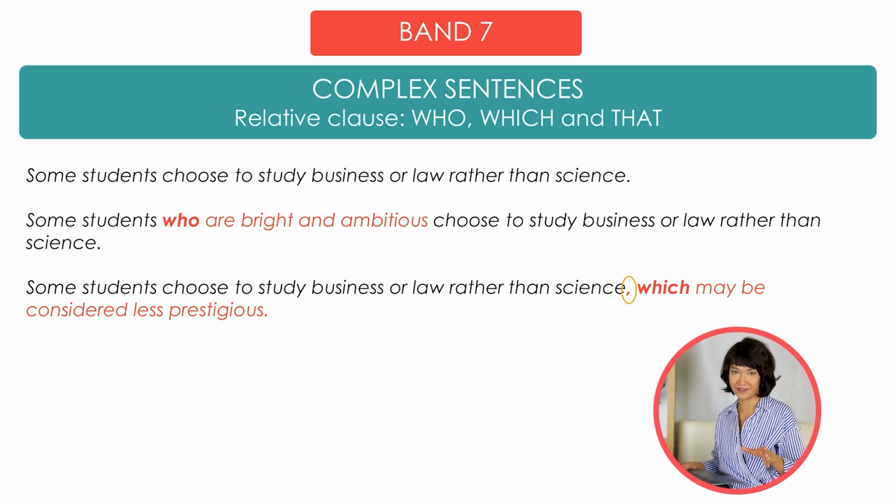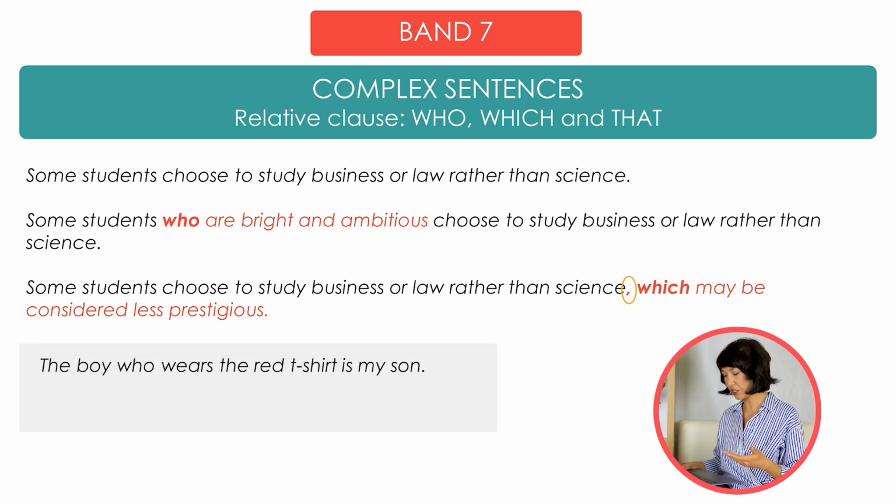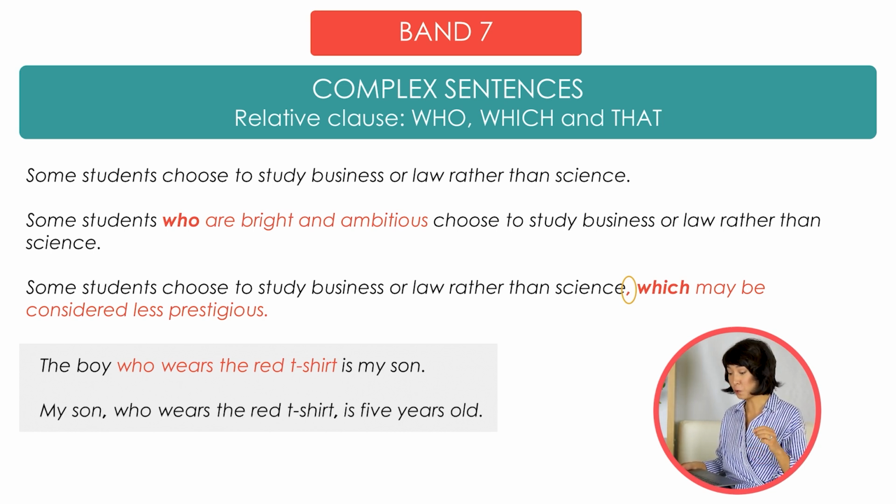I know it's a bit difficult, so let me show you two simple sentences to demonstrate the point. The boy who wears the red t-shirt is my son. Let's try to remove the clause. The boy is my son. Which boy? There are several boys. Which one? It's not clear. That's why we don't use commas here. Here's another one. My son, who wears the red t-shirt, is 5 years old.